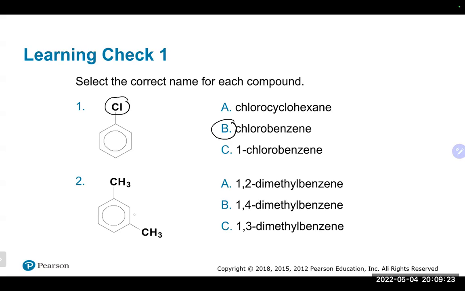This would be a benzene ring with 2 methyl groups at position 1 and 3, which would be 1,3-dimethylbenzene. Or since 1 and 3 is the meta, it would be meta-dimethylbenzene as an alternative name.